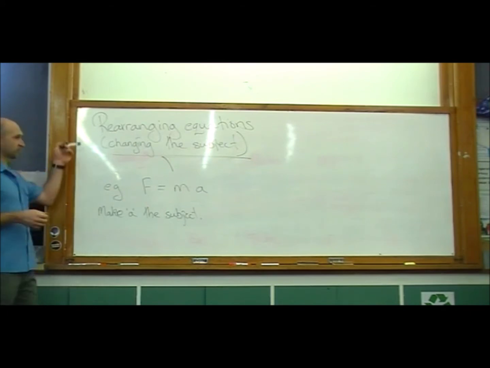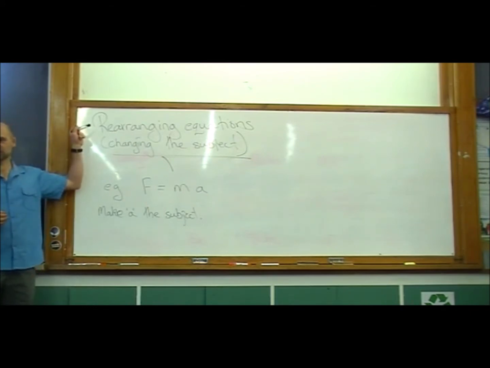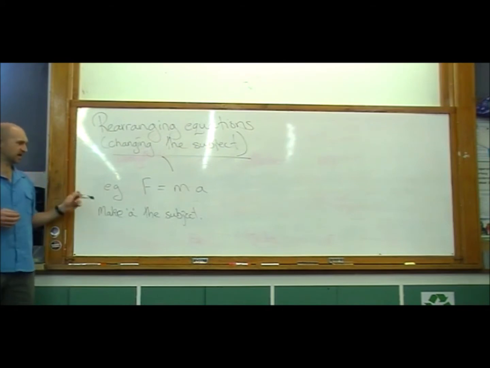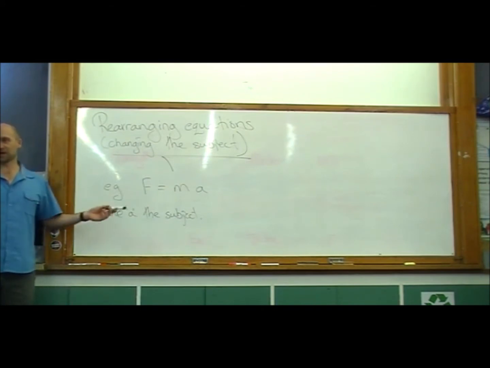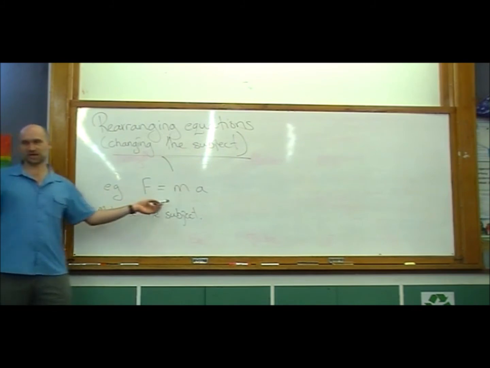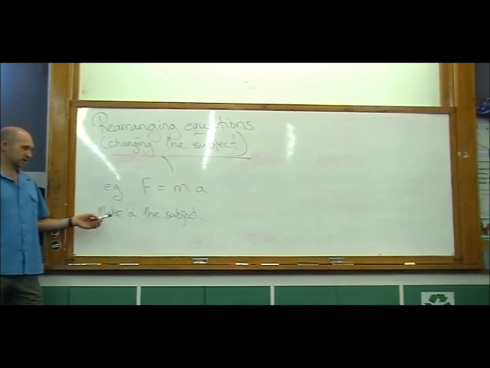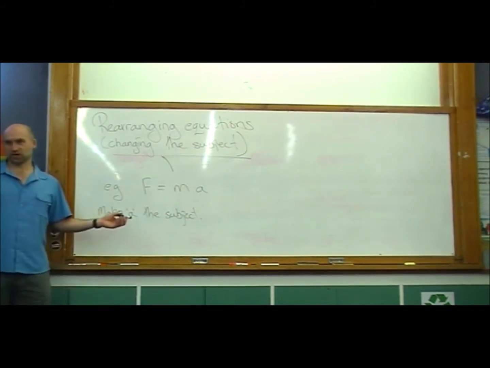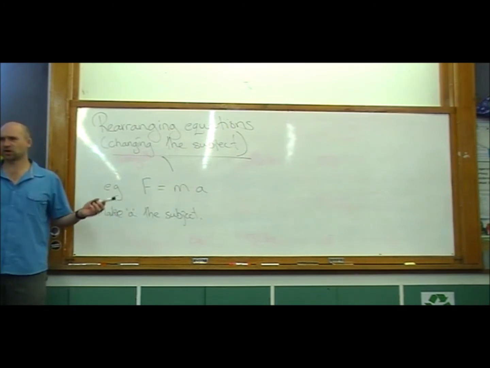Okay, cool. So, rearranging equations. We're going to start with an example, and we're going to try to pull together some rules that we can always use. If we start with about as easy as it can get, F equals ma, we're going to try and make a the subject. We're going to try and rearrange it for a equals. How are we going to go about doing that?